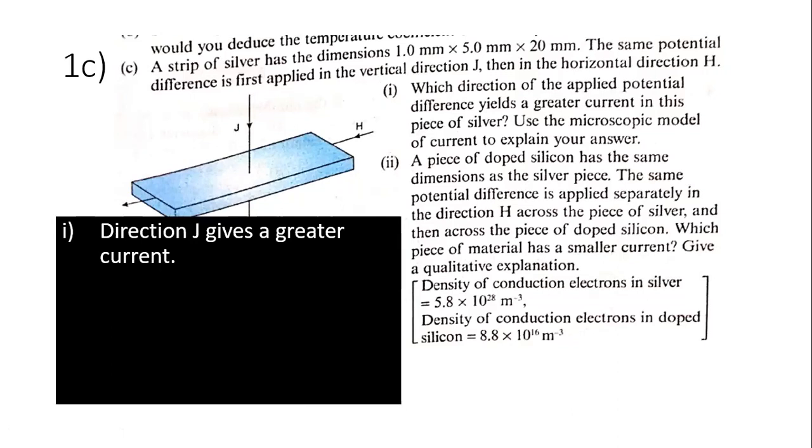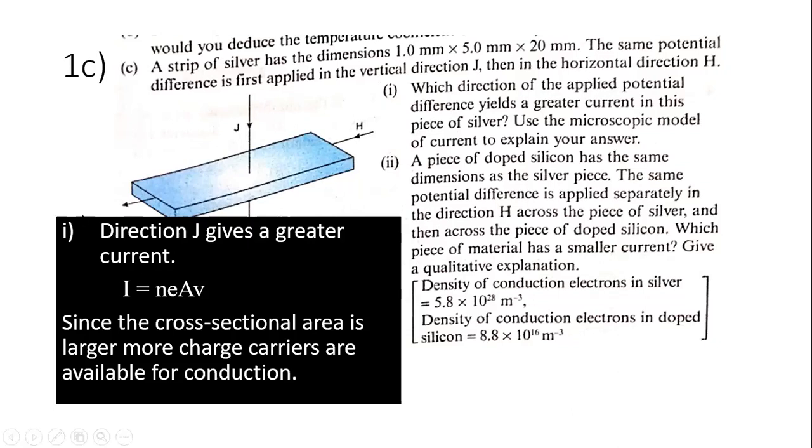Okay, direction of J, right? They ask you which direction. Direction J gives a greater current. Then they ask you to use this formula to explain. Why? Cross-sectional area is the largest. This part, cross-sectional area is largest. They will draw for you to see. Other part is smaller. Since cross-sectional area is larger, more charge carriers are available for conduction. Okay.